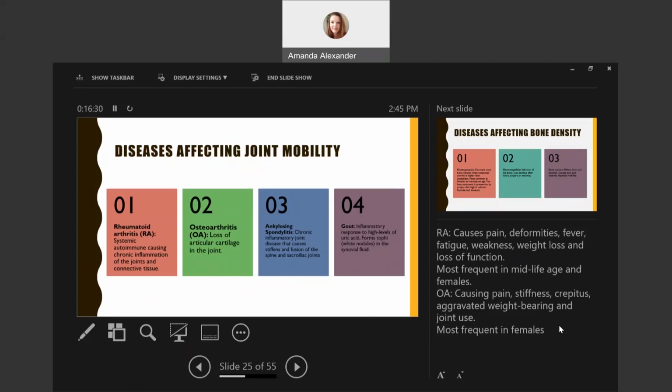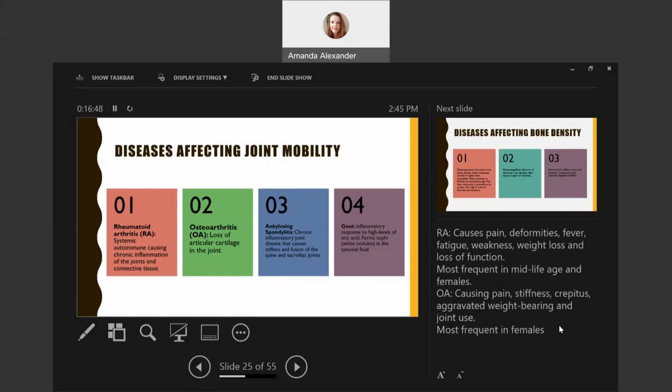When we talk about RA, it causes pain, deformity, fever, fatigue, weakness, weight loss, and loss of function. It mostly happens in midlife or mid-age and in females.